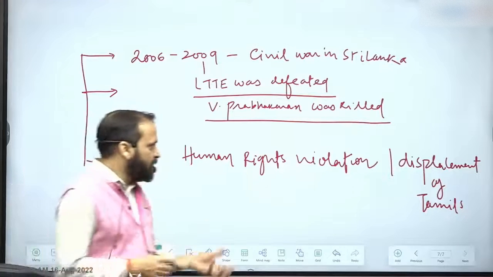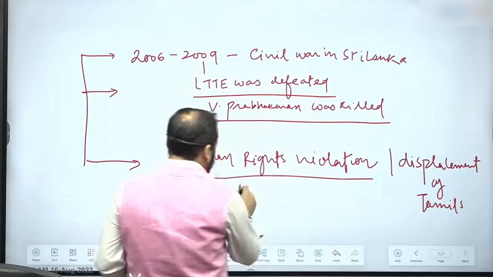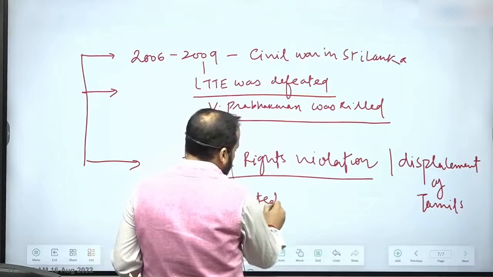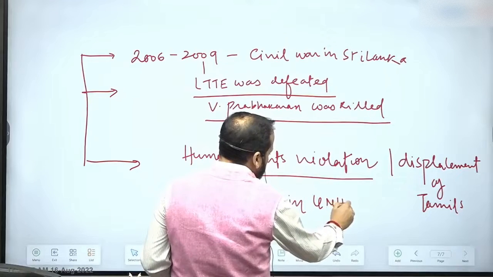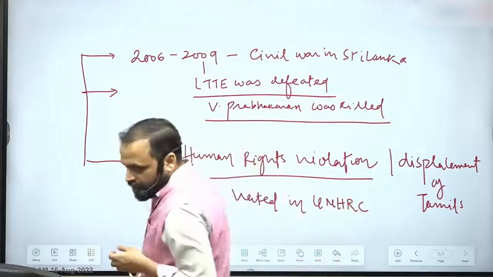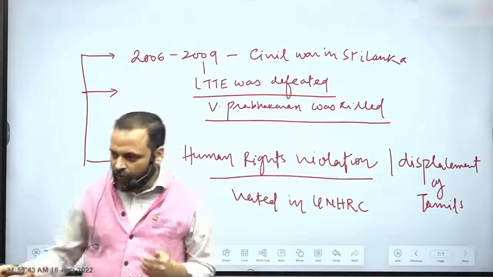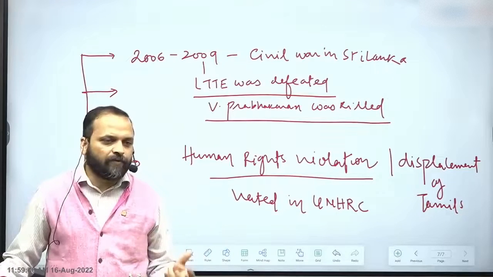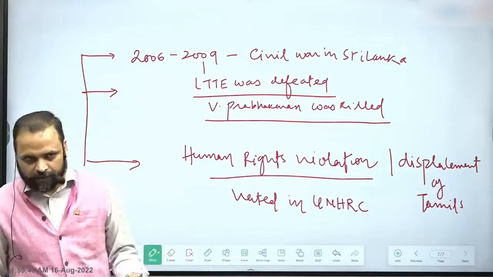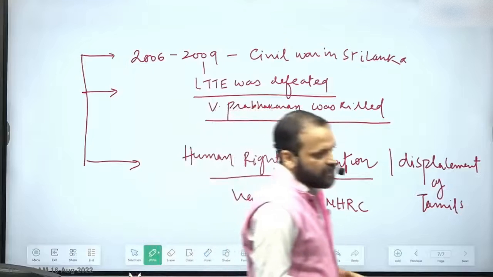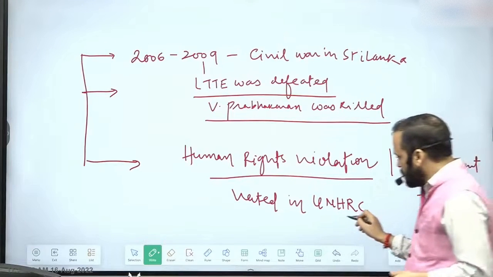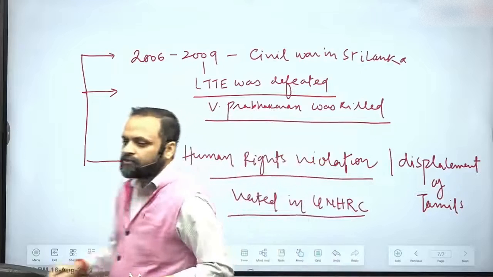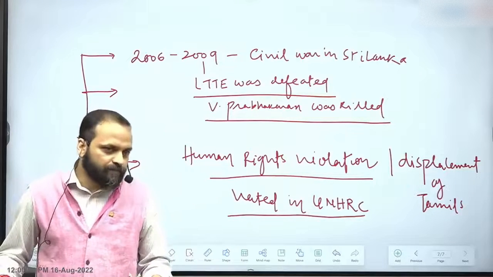On the issue of human rights violation, India voted in the UN Human Rights Council supporting such resolutions calling for an international probe into human rights violation during the civil war of Sri Lanka, right? The United States and European countries had proposed a resolution which called for an international probe, an international investigation into human rights violation during the civil war.